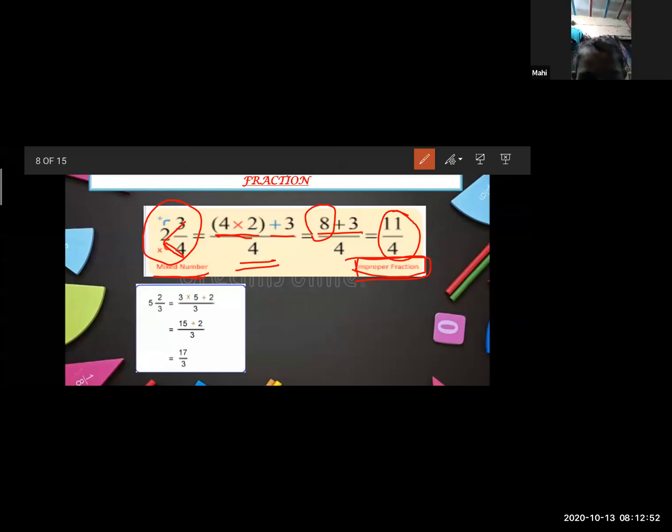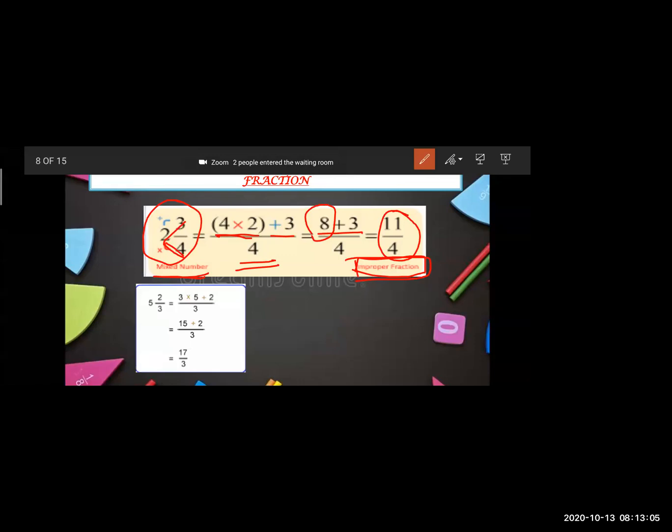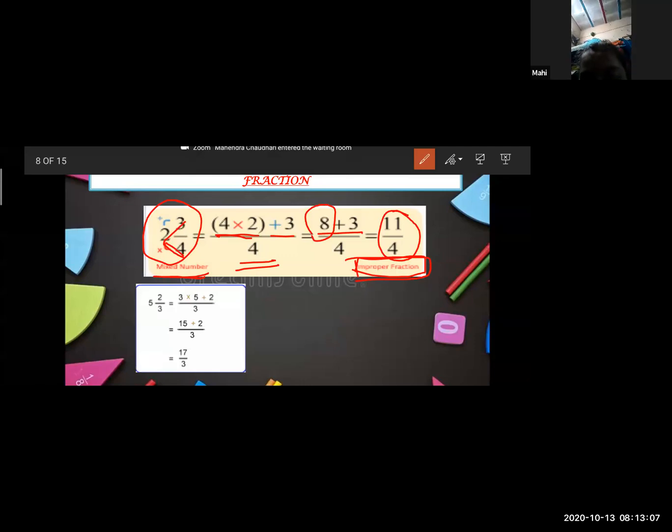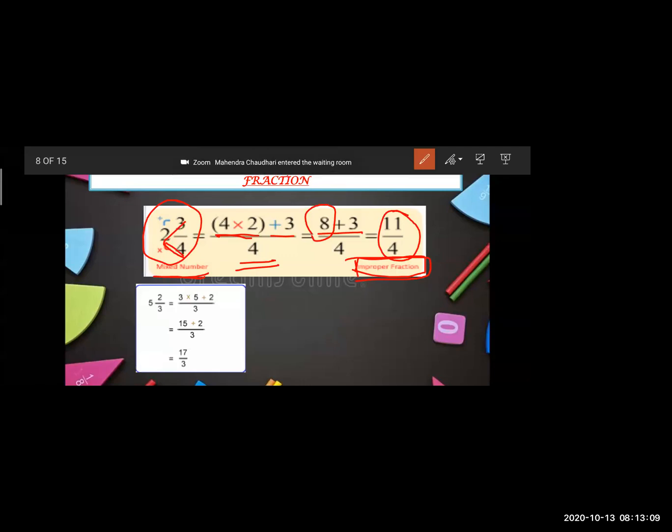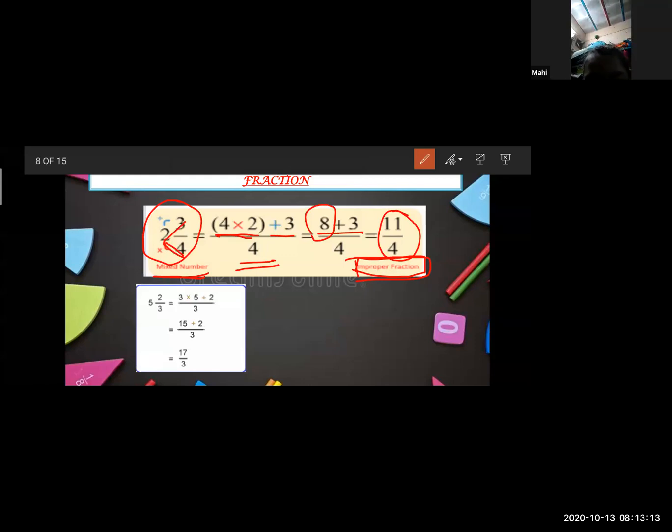Yes. We have to do 3 multiplied by 5 plus 2. Very good. The denominator is 3. So 3 multiplied by 5 is 15, and 15 plus 2 is 17, upon 3. So 17 upon 3.